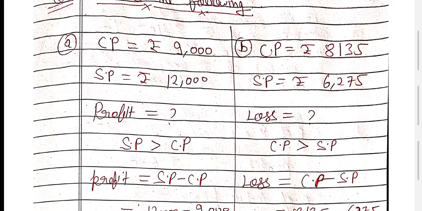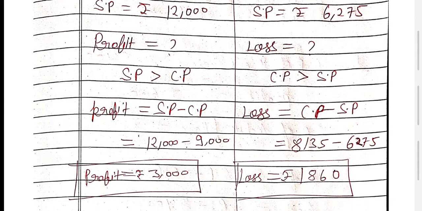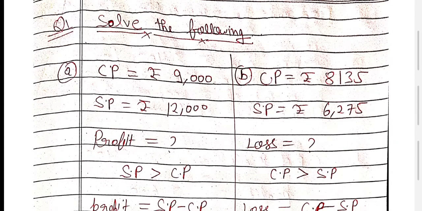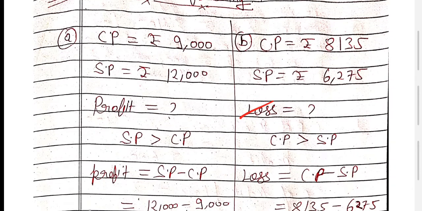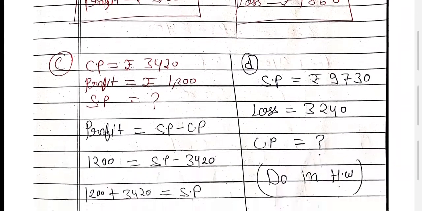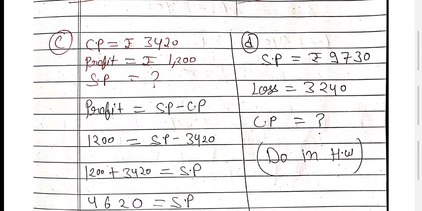Solve the following. CP you have this, SP you have this. You have to find the profit. Then what is the formula of profit? Profit is equal to SP minus CP, as you know. Put the value of SP here, CP here, subtract, you will get your answer as 3000. B part, CP you have, SP you have. Now you have to find the loss. So what is the formula of loss? Loss is equal to CP minus SP. Put the value, subtract, you will get your answer. Previously we did that one also, it is a revision only.